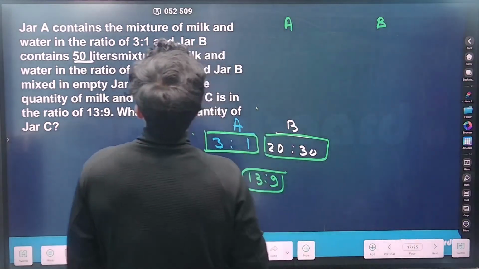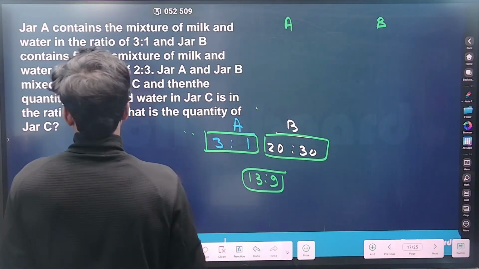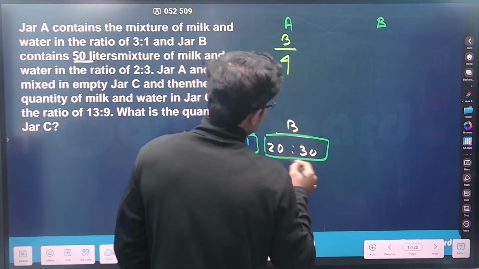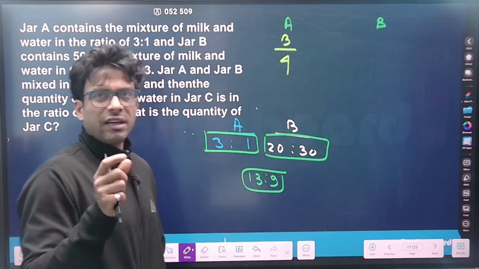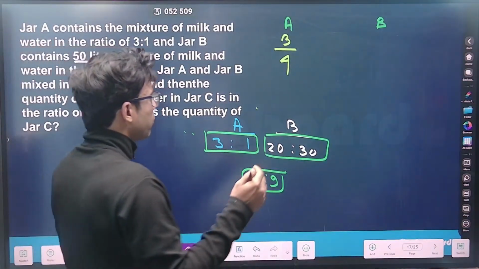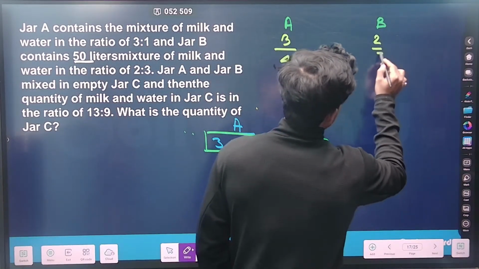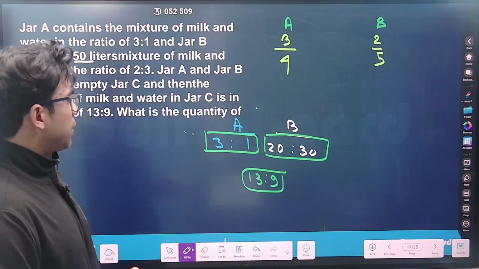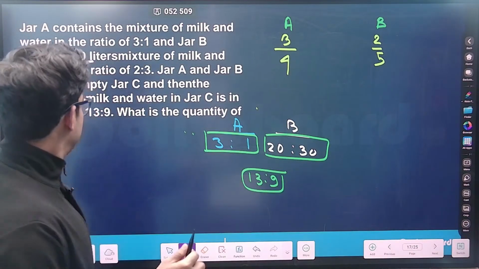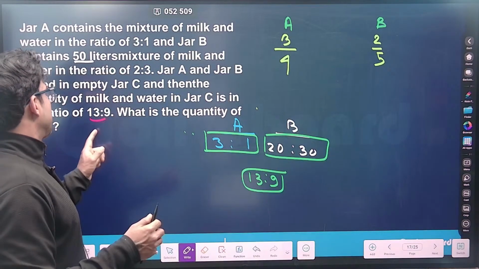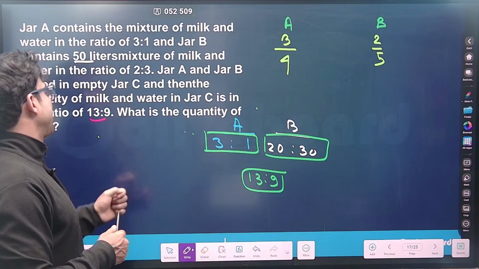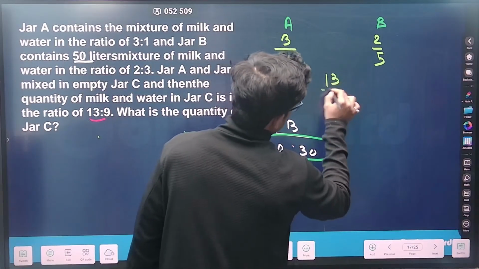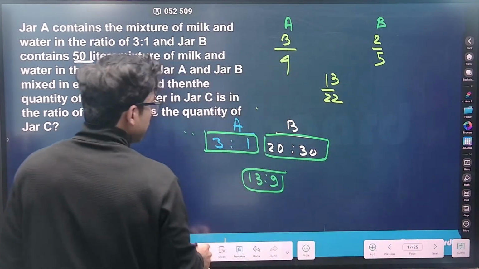In A, go for milk only. This would be 3/4. This would be 20/50. Again, the ratio would remain the same, so you will go for 2/5. So this would be 2/5. And here this would be 13/9. So 13 and 7 becomes how much? See, 13:9 is there, na? So 13 and 9 becomes 22. So it's 13/22.